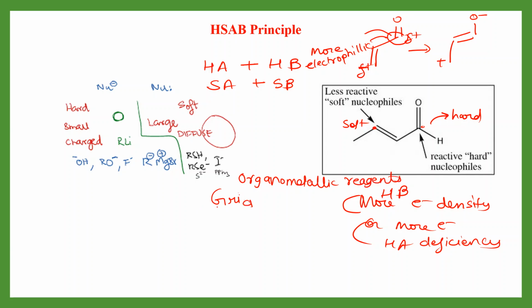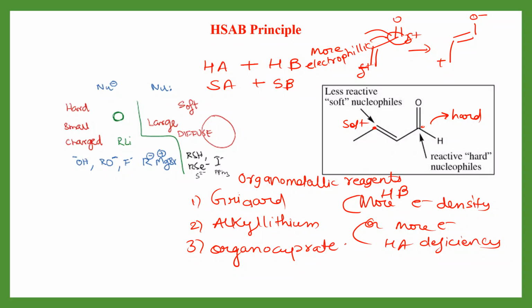First one is your Grignard, second is alkyl lithium. Third one is your organocuprates. You should remember the fact that Grignard and alkyl lithium give 1,2 addition to the aldehyde, while organocuprate gives 1,4 addition.